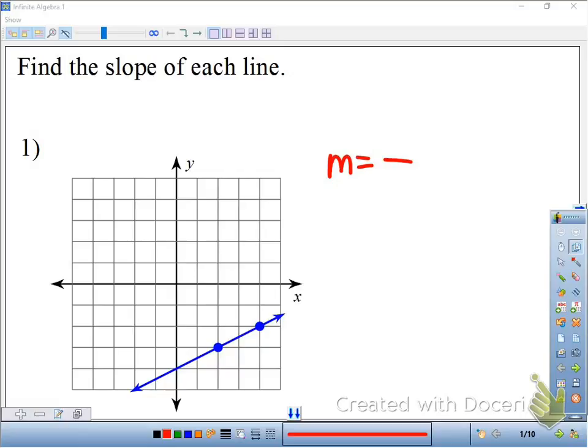So from one of my points, I'm going up one space. Okay, there's my rise. My run, 1, 2. Okay, so my slope here for this particular one would be 1/2. That's finding slope from a graph.